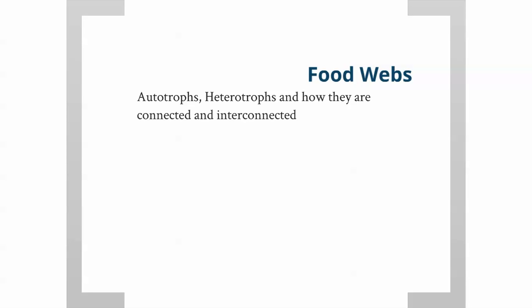Okay, food webs, autotrophs, heterotrophs, how they're connected and interconnected, how this energy transfer between cellular respiration and photosynthesis are all interconnected. We played that game, Holy Cow. You've learned about food webs and food chains before, so I'm not too worried about you in this section. I just wanted to mention it because there might be a short answer question on the test.